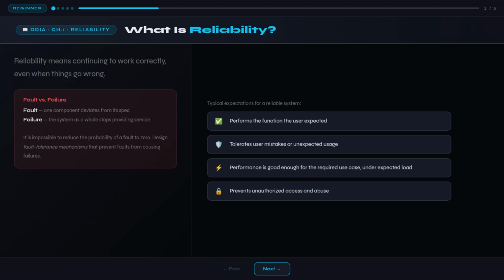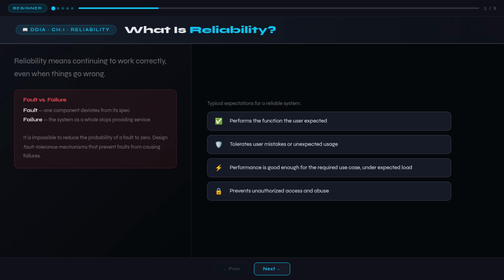Now here's a distinction the book makes that most people miss, and it matters a lot in practice. A fault is not the same as a failure. A fault is when one component of the system deviates from its specification. A failure is when the system as a whole stops providing the required service to the user.